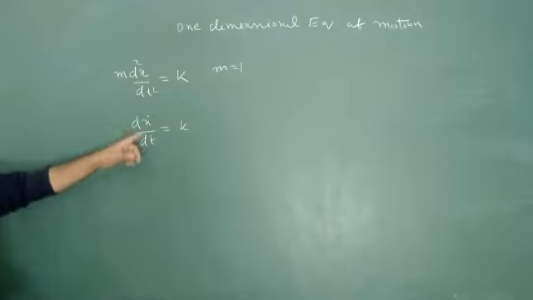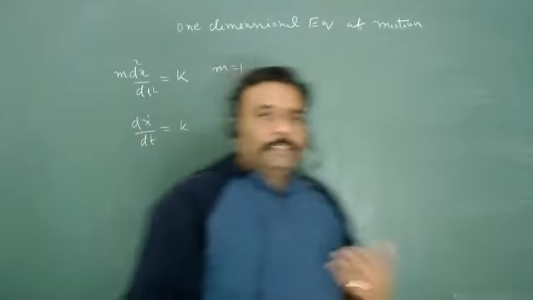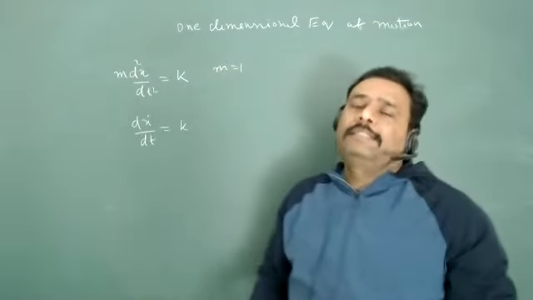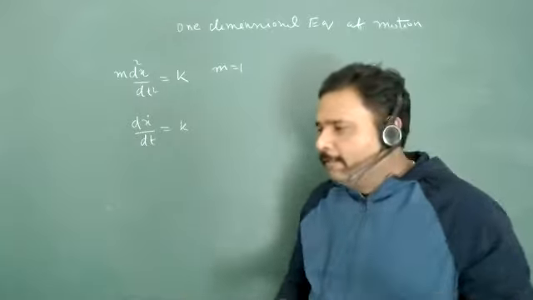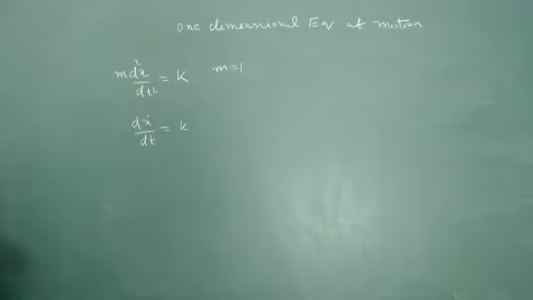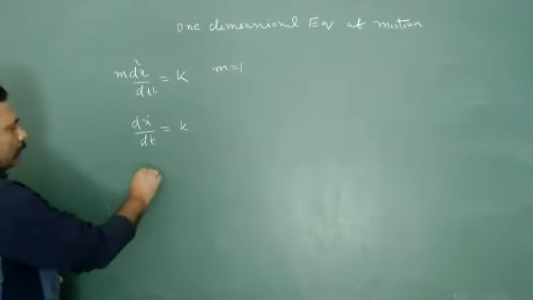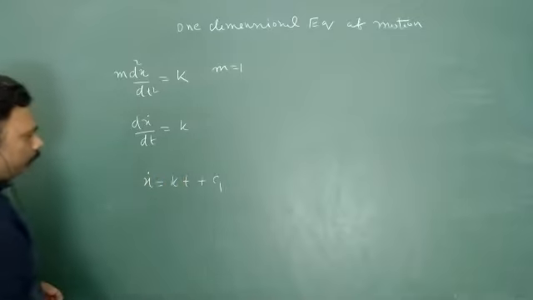Deliberately I am writing this x dot. We will tell you why I am writing this x dot in one or two classes before the end of classical mechanics. So obviously, what will be my x dot? K into t plus c1.